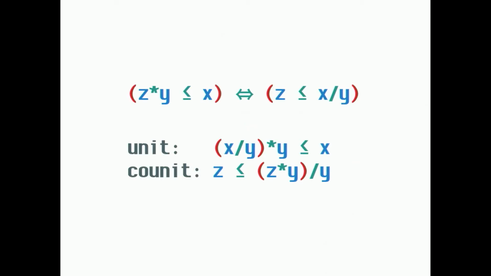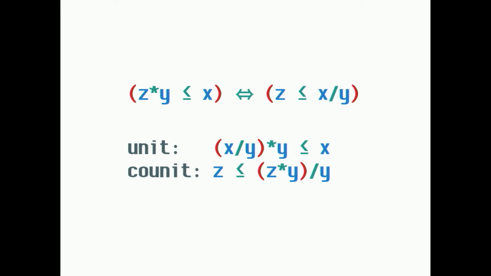All right, so we have a unit and a co-unit. Right? So if we say x and then divide by y and then multiply by y again, we get to somewhere that's less than or equal to x. That is, we may have had some remainder, and when we divided, we lost that remainder, and so we go below where we started. Right?